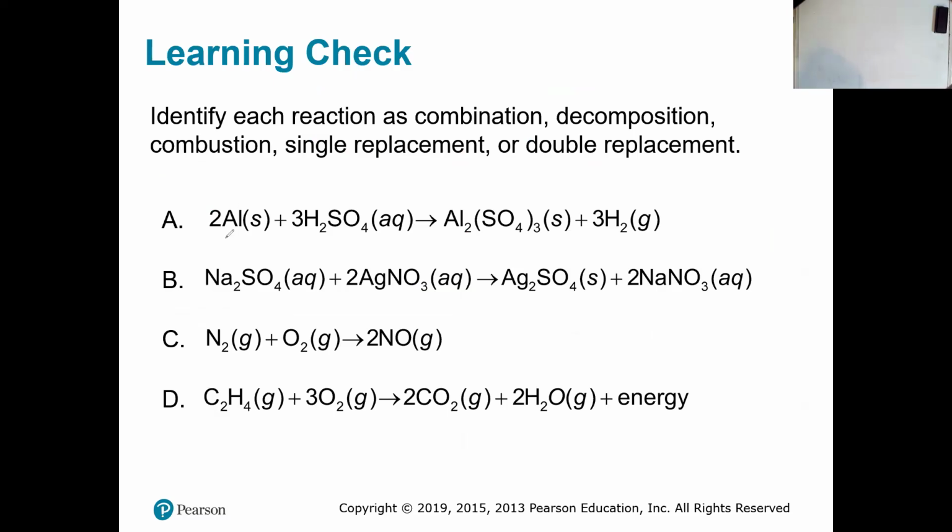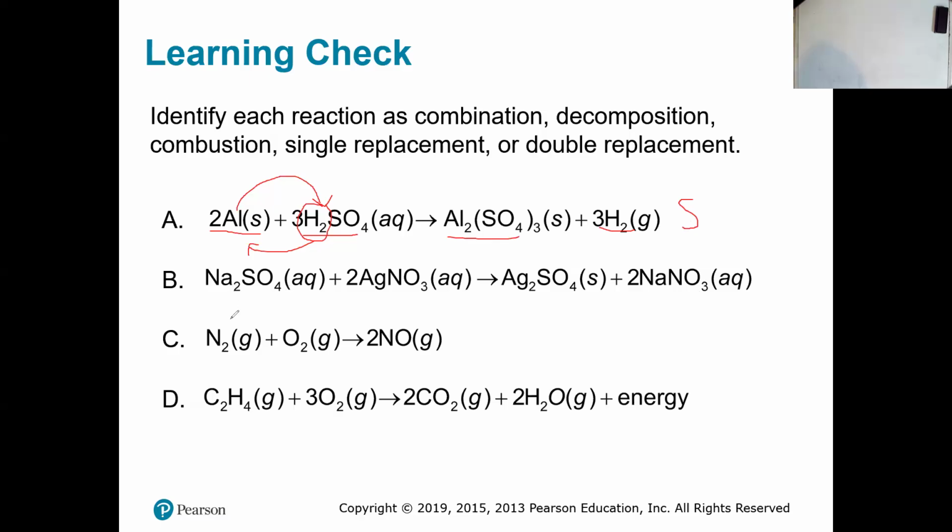So when we're looking at this first one, what are we going to look at? We're going to say, all right, I've got an element by itself, and then I've got a compound. And on my product side, I have a compound and I have an element by itself. That pattern is usually indicative of a single replacement. It means you have a free element and it's going to take the spot in this compound. And now this other thing is going to take the spot of the free element. So the one thing is going to replace another thing in this reaction. And that is going to be our single replacement.